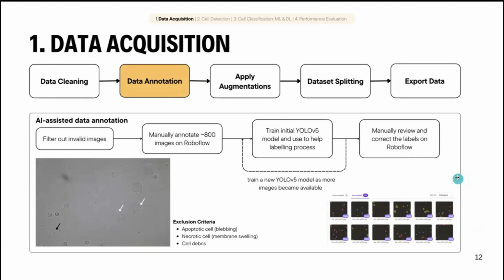For the data annotation part, we utilized AI-assisted data annotation approach, where we manually annotate around 800 images on RoboFlow software. Following that, we trained an initial YOLO v5 model and used it to help label once we got the new set of data. Subsequently, we review and correct the labels generated by the YOLO v5 model manually on RoboFlow. We then trained a new YOLO v5 model as more images became available in an iterative manner.